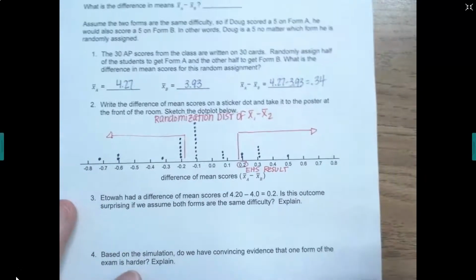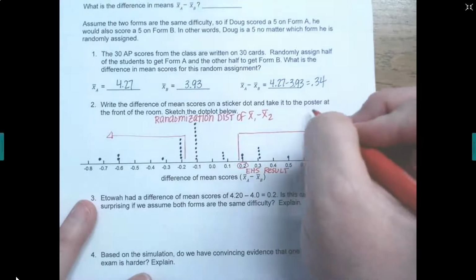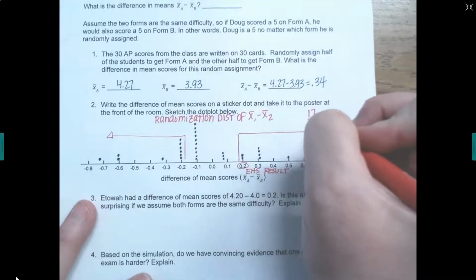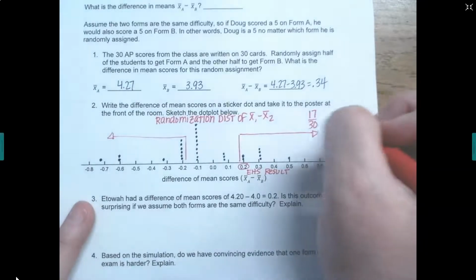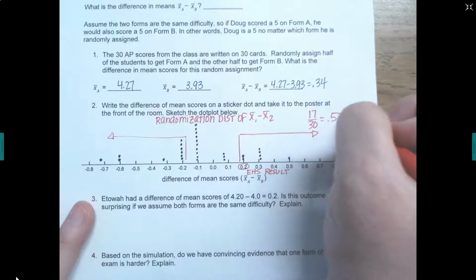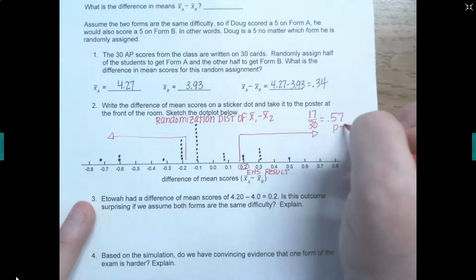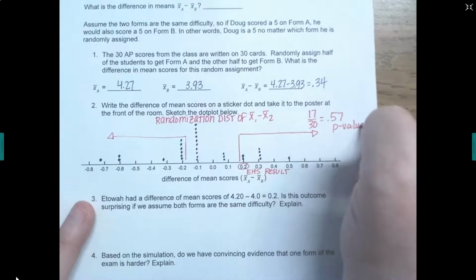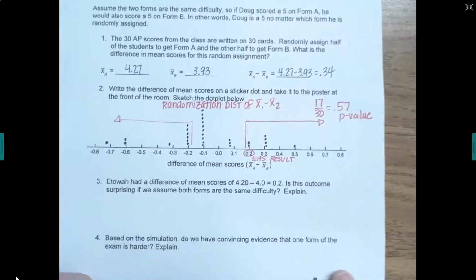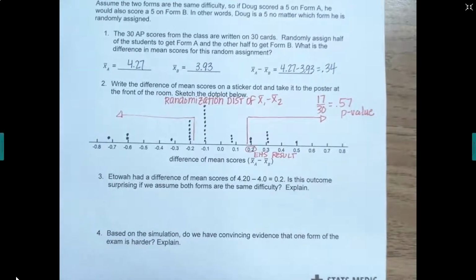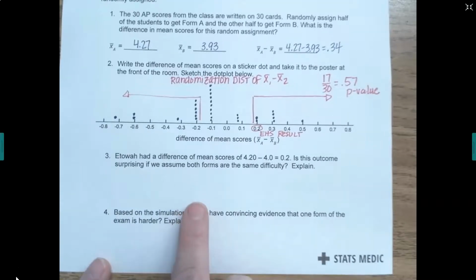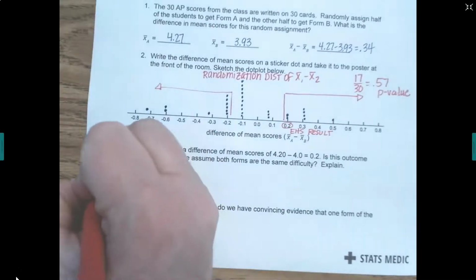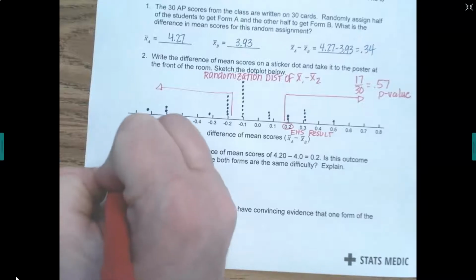When we count them up, we ended up with 17 out of the 30 results having a difference of means of 0.2 or greater. So that is 57% of them. That's our p-value. So really not uncommon at all. Our results were pretty normal. So what I want you to do is interpret your p-value here. That's your assuming the null is true statement.